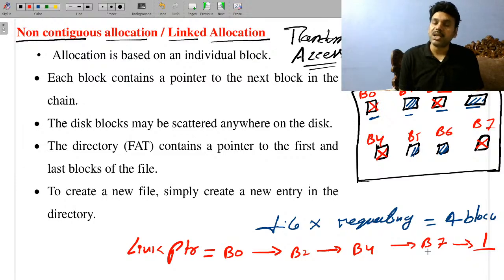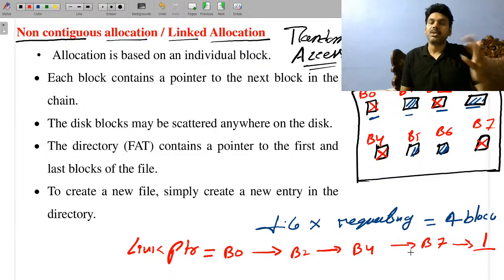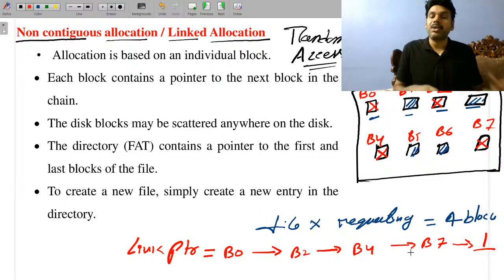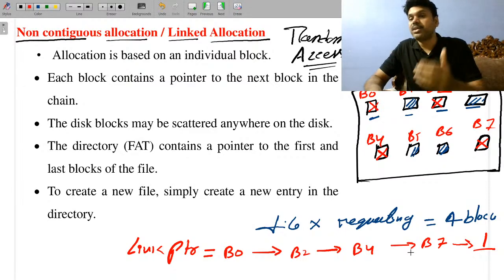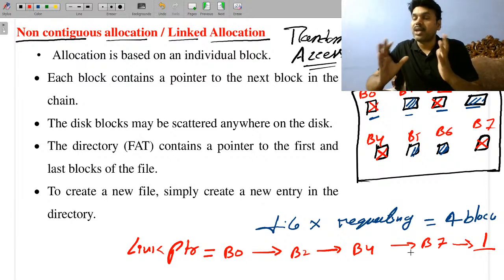Whenever you see that null pointer, then the complete file is scanned. I need not go to other blocks. This is how you can see where to start the searching and where to end the searching. In contiguous allocation, where to start the searching and where to end the searching depends on the contiguous manner only.